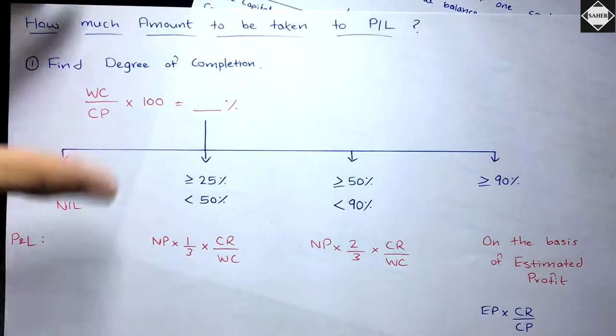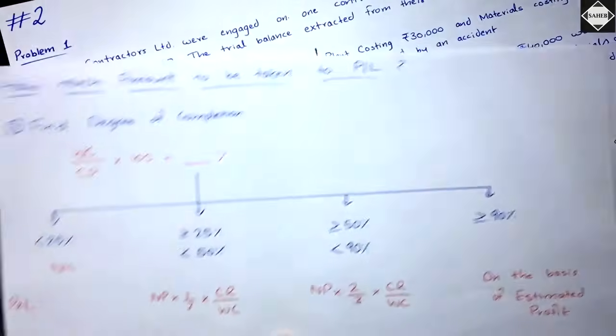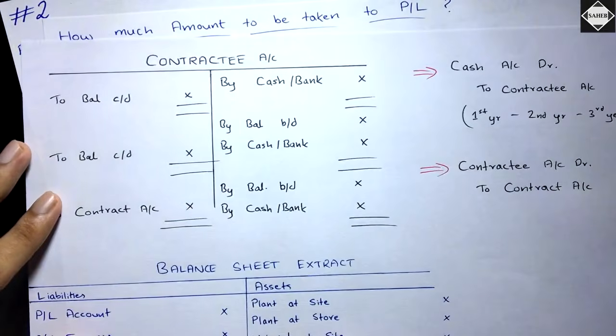Fine. So these are the formulas we have. Please watch the previous video to understand this properly. And then we discussed the contractee account, isn't it?